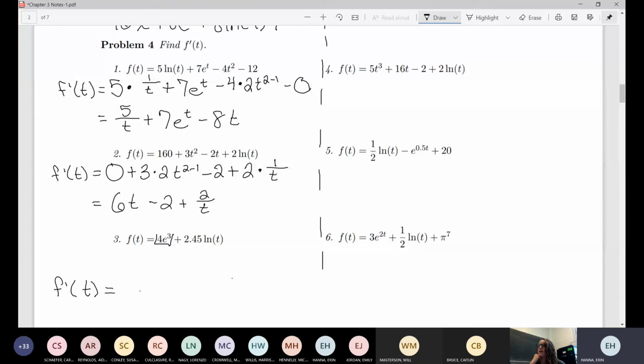Notice 4e to the third. There's no variable in that. Remember, e is not a variable, it's a number. So it's a number times a number to a number. So this is just a number. There's no variable in there at all. So that's a constant, so the derivative of 4e cubed is 0. And then I have to take the derivative of 2.45 natural log of t. So we have 2.45 that kind of comes along for the ride. And then the derivative of the natural log of t is just 1 over t. So if you like, you can rewrite that, or you can leave it, whatever floats your boat.